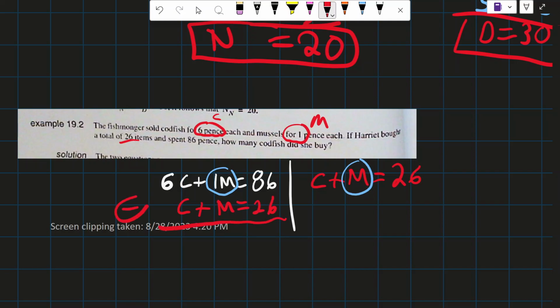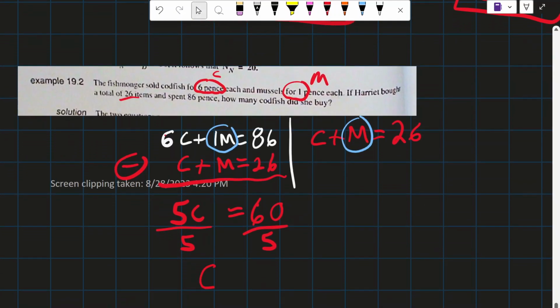And then all I got to do is subtract. 6 minus C is 5C. 6 minus 1 is 5. The M cancels out or is eliminated, and then this would be what? 0. 86 minus 26 is 60. Divide by 5, and C would equal 12.